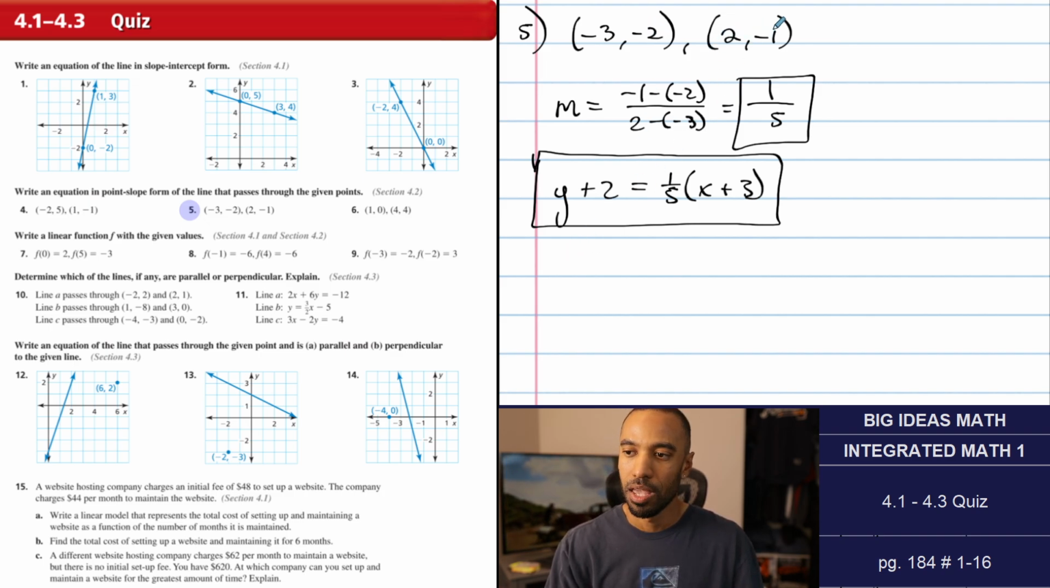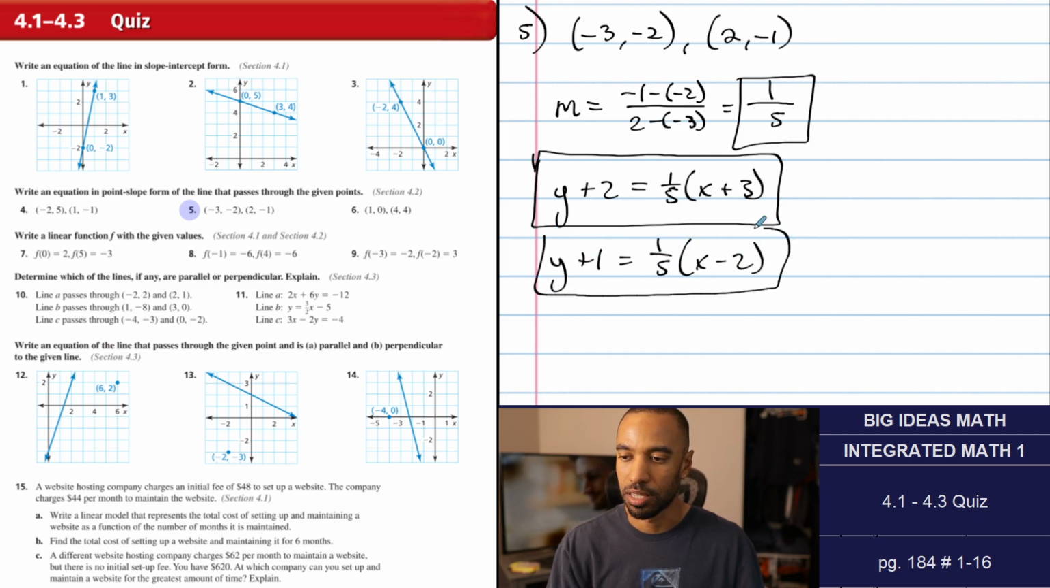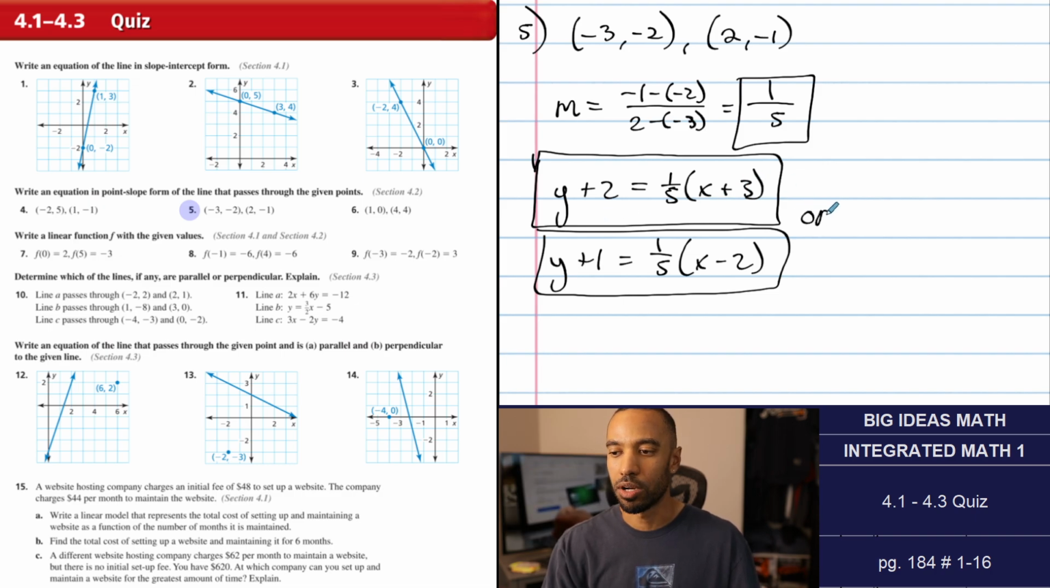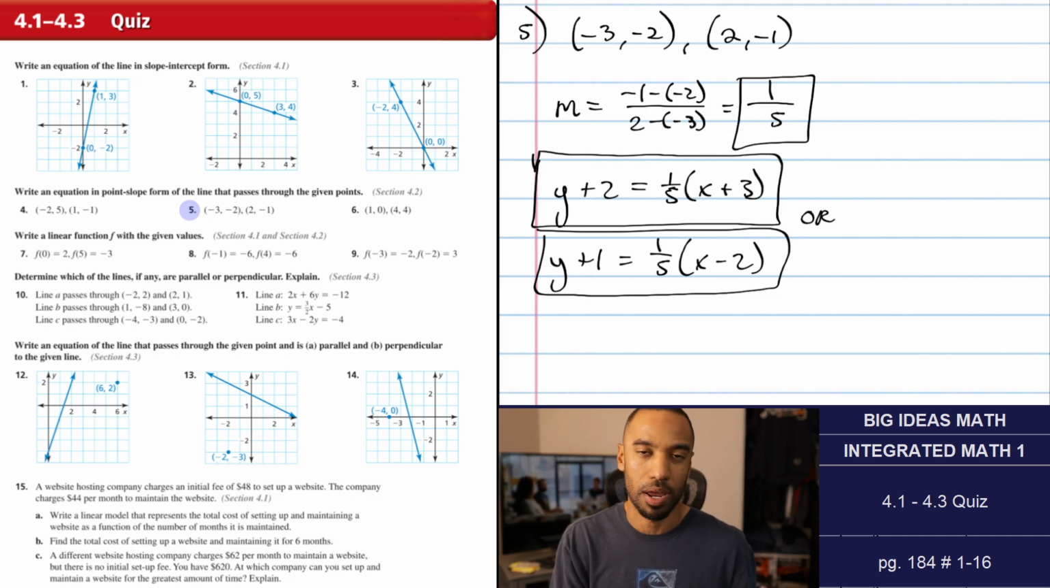Okay? This will be y plus 1 equals m times x minus x1, like that, x minus 2 like that. This is one or the other, right? That's what I'm writing here. Either or is acceptable. You don't have to write both.